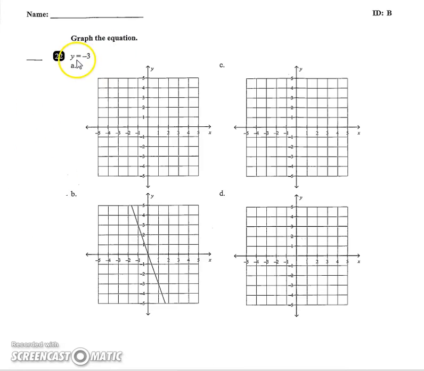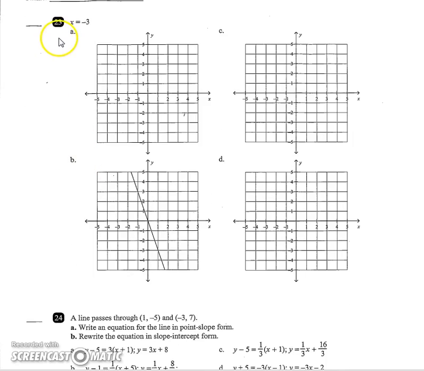22, graph the equation y equals negative 3. Pay close attention that there is no x value in this equation. Number 23, graph the equation x equals negative 3. Again, pay close attention, there's no y value in this equation.